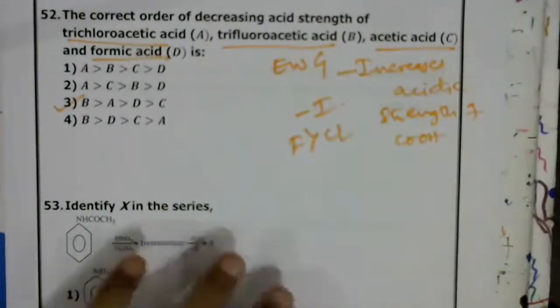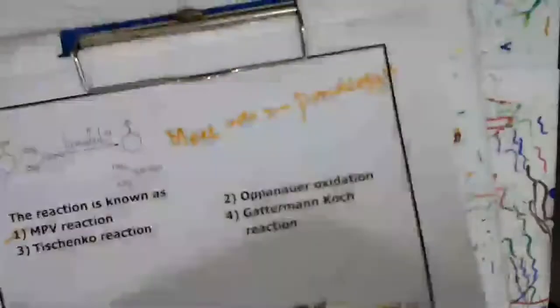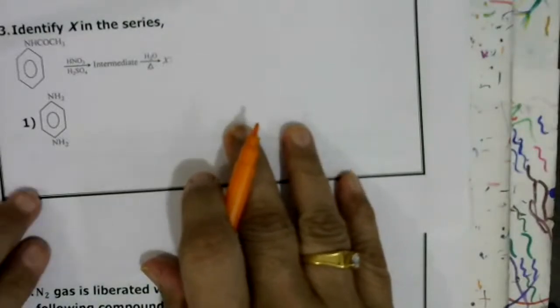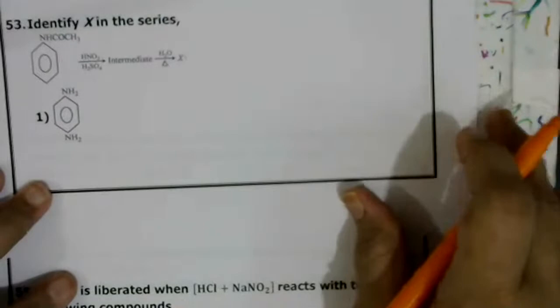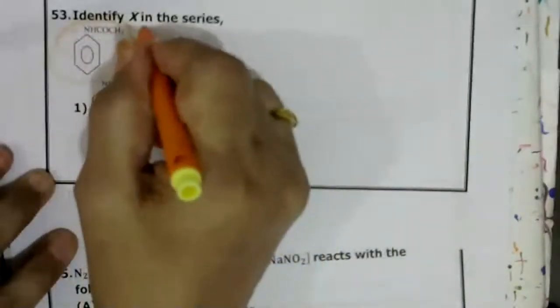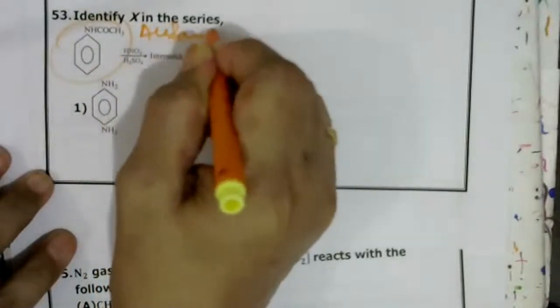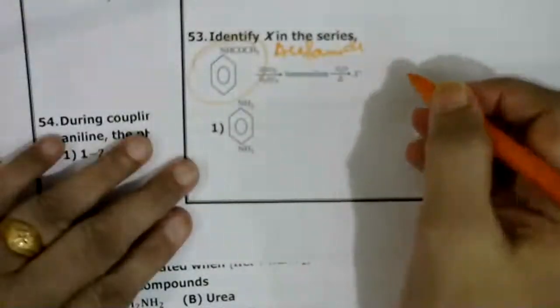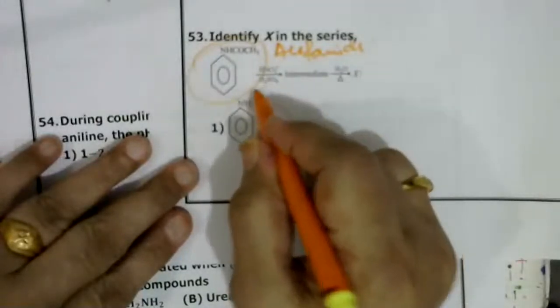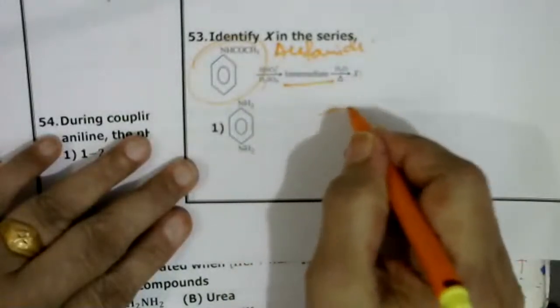Question number 53. Identify X in the series. Remember one thing, this is acetanilide. What is it, children? Acetanilide. And acetanilide is ortho-para directing in nature. Acetanilide is ortho-para directing in nature. So whenever it undergoes nitration, what intermediate will we get?